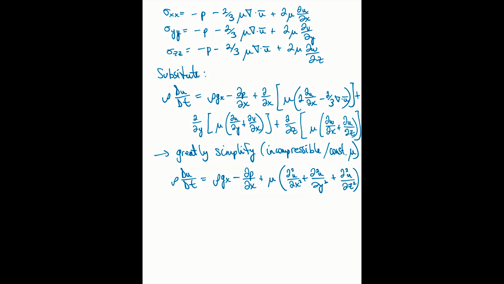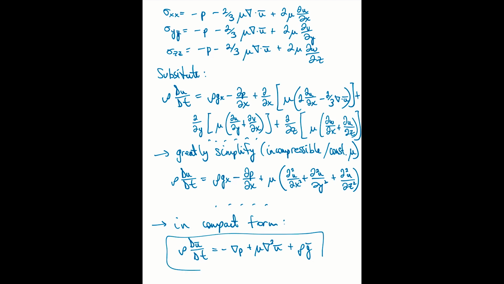I'll just put some dots here, and some dots here, so you remember that there are other coordinates, and then in compact form, we would write it as follows. Vector form, so that's all of them, and we will definitely box this, of course. And that is our Navier-Stokes equation, the famous Navier-Stokes equation. And now you've seen where it comes from.